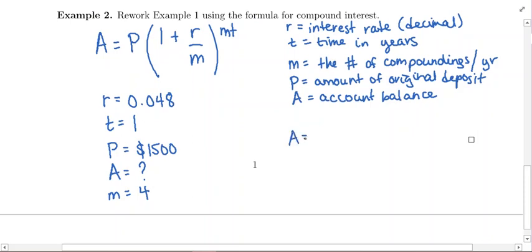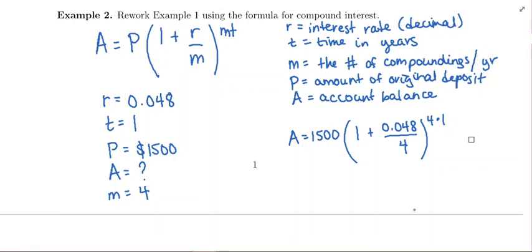Again, here we would be looking for our account balance. We plug in $1,500. That's our original deposit. Okay, so 1 plus R over M raised to the M times T power. This is how you plug into the formula. You're going to plop this into the calculator and round to the nearest cent. All right, so let's see what happens.